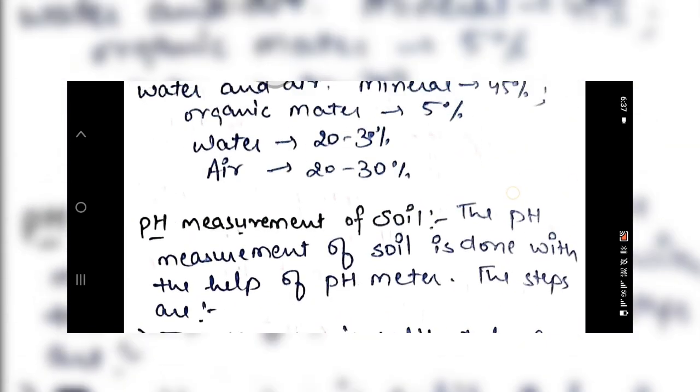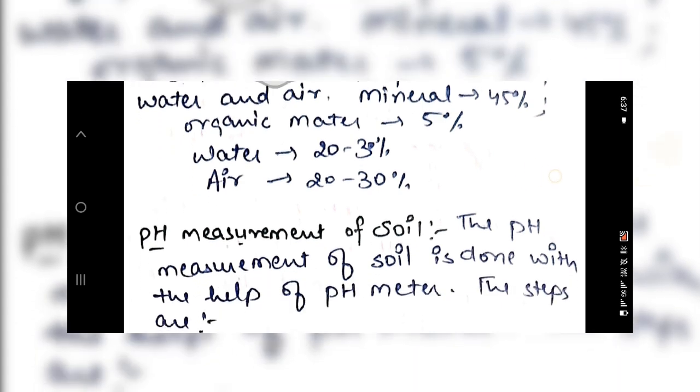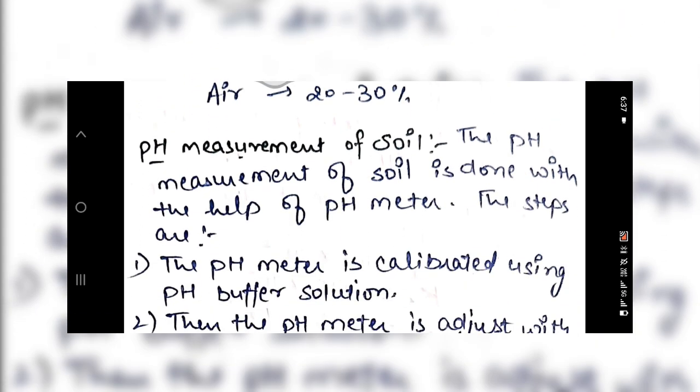First is the composition of soil. Components of soil are mineral, organic matter, water, and air. Mineral are about 45%, organic matter is about 5%, water is 20 to 30%, and air is also 20 to 30%.